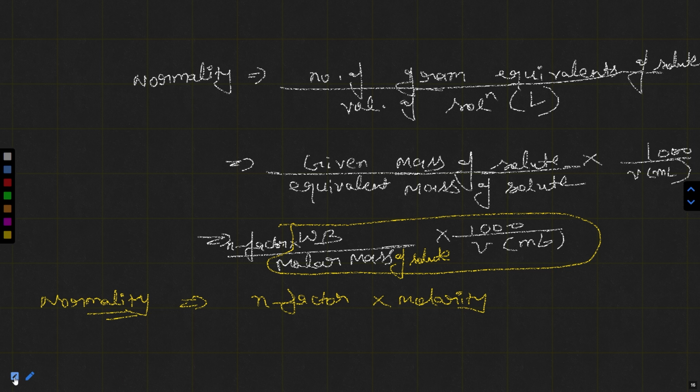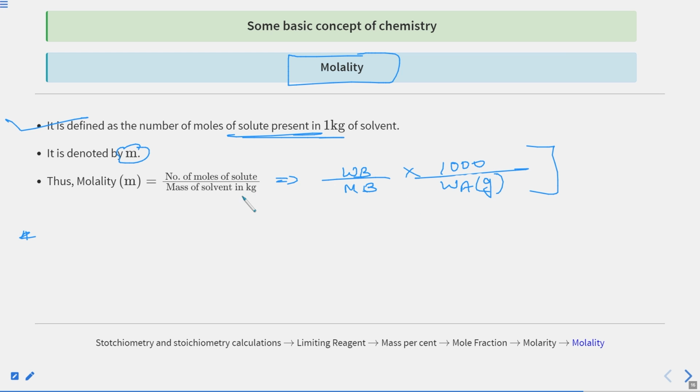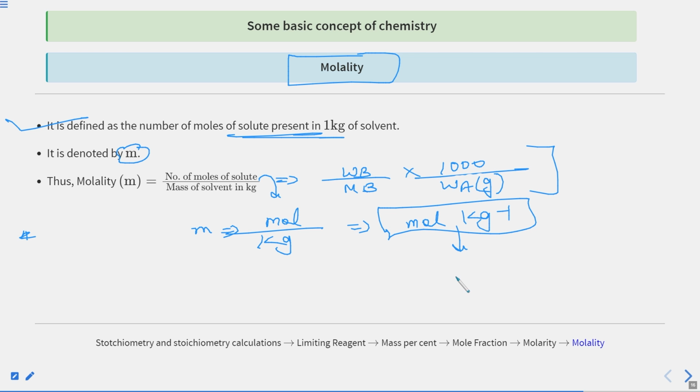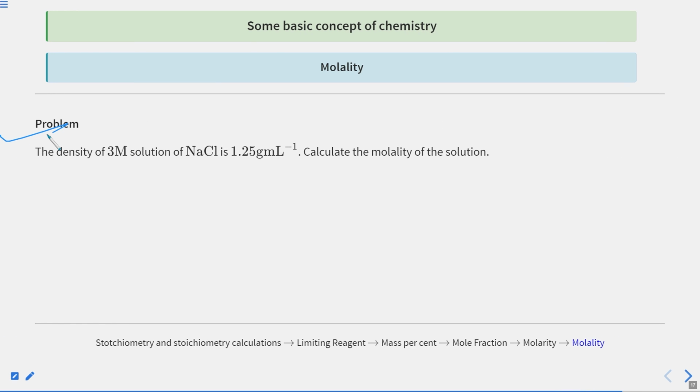So now we are discussing molality. Molality is nothing but WB by MB into 1000 by WA. What will be the unit? Small m is the symbol and the unit will be number of moles of solute, means mole, and in kilogram means kg. So unit will be mole per kg or mole kg inverse, and it is combinedly called as molal or small m.